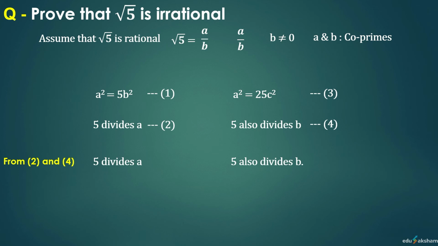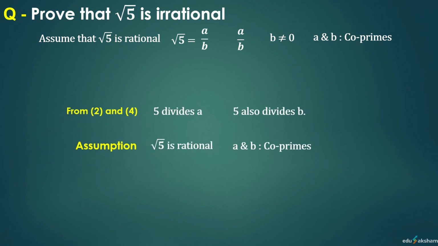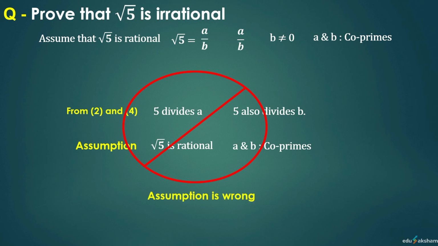But according to our assumption, we had taken root 5 as a rational number and a and b as co-prime numbers. Since a and b are not co-prime numbers, as we concluded from 2 and 4, we get a contradiction. Since we get a contradiction, it means that our assumption that root 5 is rational is a wrong assumption, and hence we can say that root 5 is an irrational number.